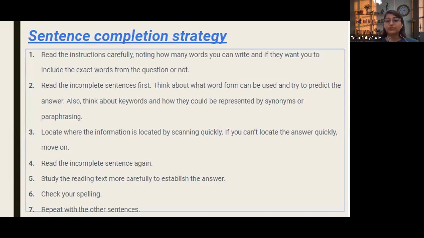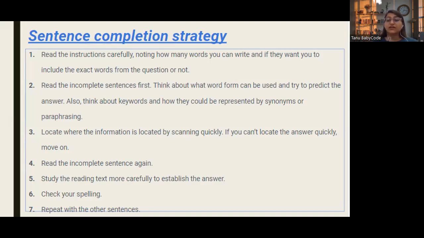Once you start doing your scanning quickly, if you can't locate the answer, move on to the next one. Do not get stuck on that particular answer which you are not able to find out. Read the incomplete sentences again and start doing the same strategy. Study the reading text more carefully to establish your answer. Check your spelling errors. Repeat with other sentences as well.